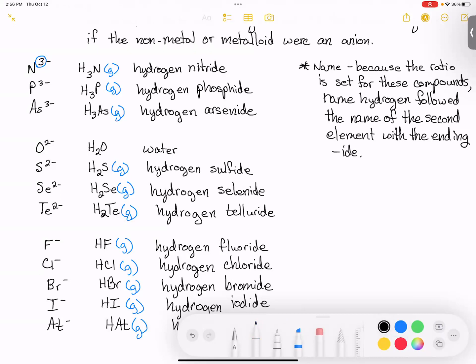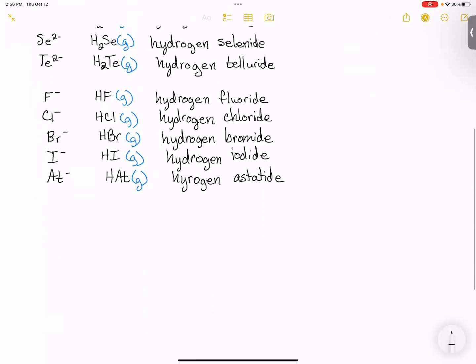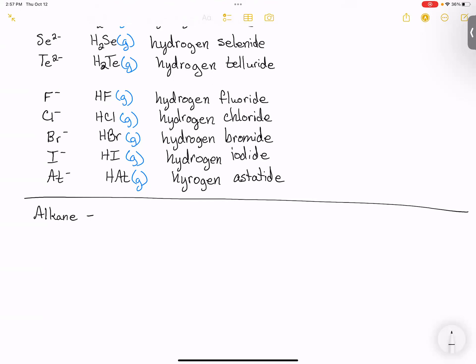Okay. Any questions over hydrogen in group 15 through 17? Because that's all there is to it. If not, then we'll move on to our third type of covalent molecule. And technically, it's not just a covalent molecule. It is our first organic compound. And that is the alkanes.